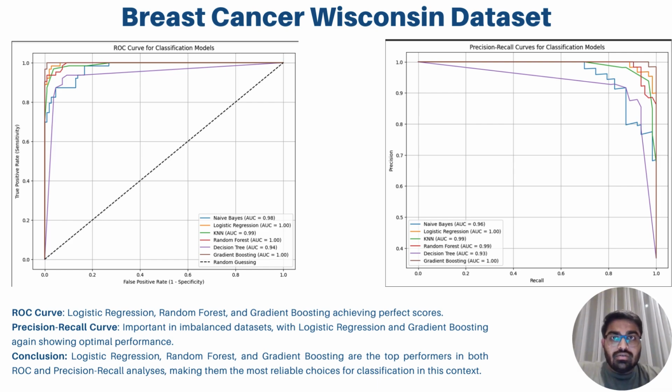So our conclusion basically is that logistic regression, random forest, and gradient boosting stand out as the top performers across both the ROC and the precision recall analysis. This makes them the most reliable models for breast cancer classification in this context, providing a strong balance between accuracy, precision, and recall. However, this is subject to the model; if data is added and if it's overfitting, we'll have to look into that, and that's been discussed in the paper. Thank you.